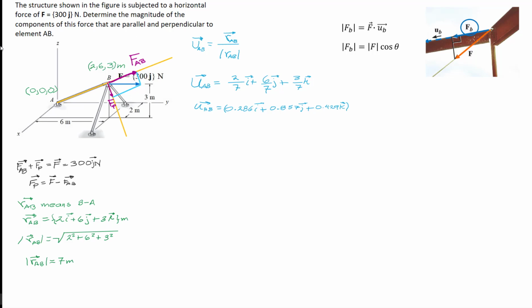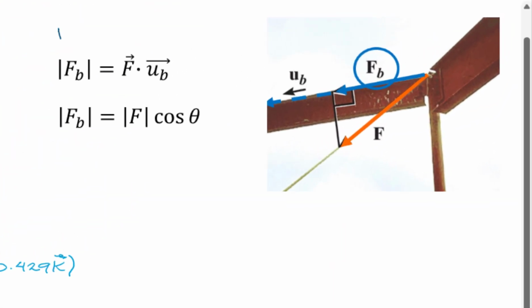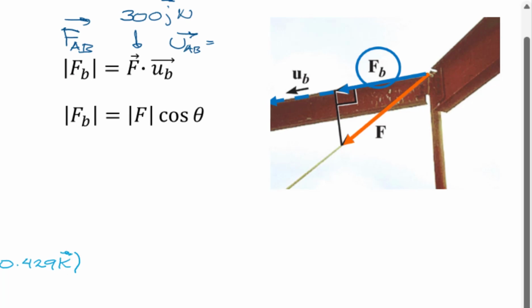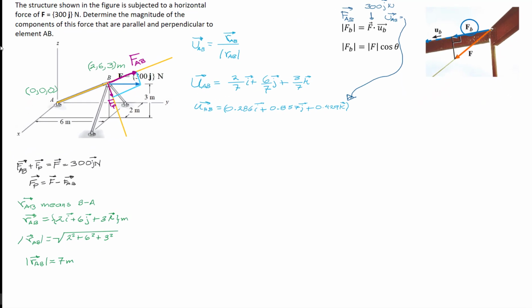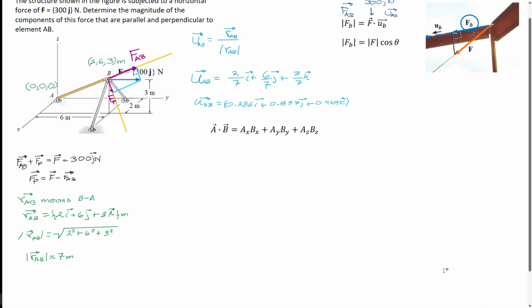So this FB for us, for this problem, is the FAB. F is the force that we have as a Cartesian vector of 300 j newtons, and my unit vector AB is equal to the vector that I have here. Well, in addition, remember that we have this formulation to calculate the dot product as well.